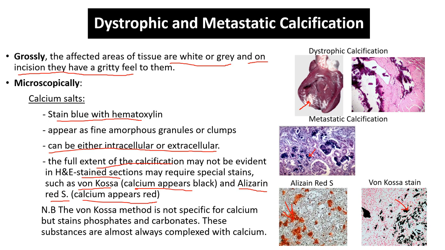Just notably, the Von Kossa stain is not specific for calcium, it stains also the phosphates and carbonates, but these substances are always in combination with calcium.